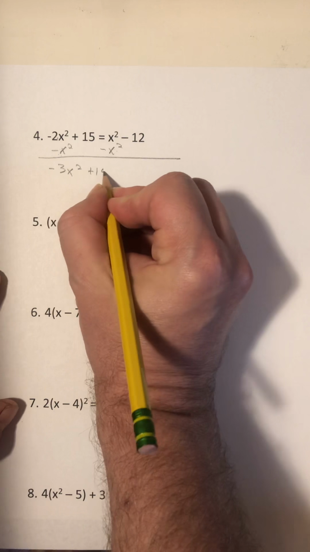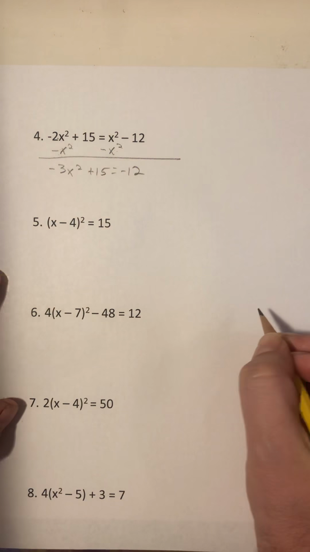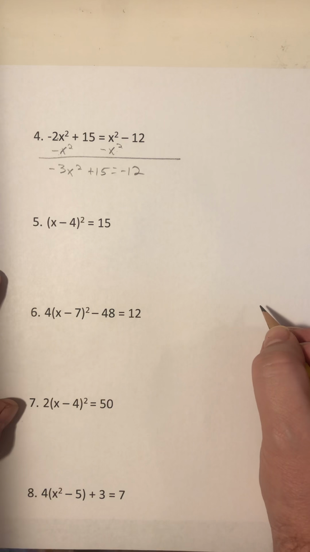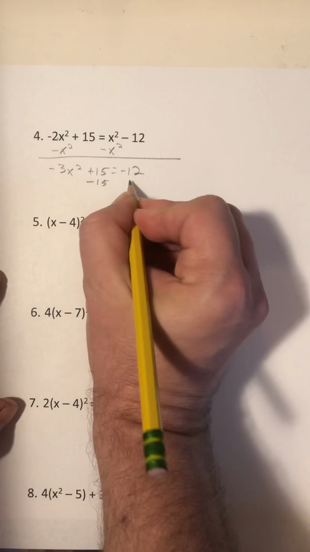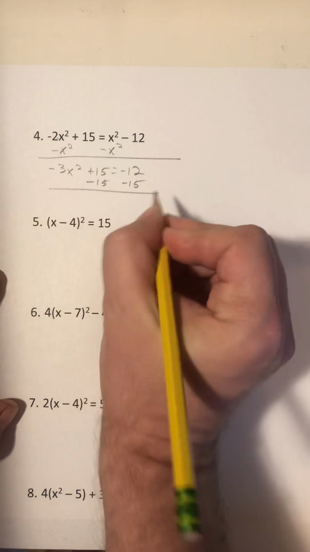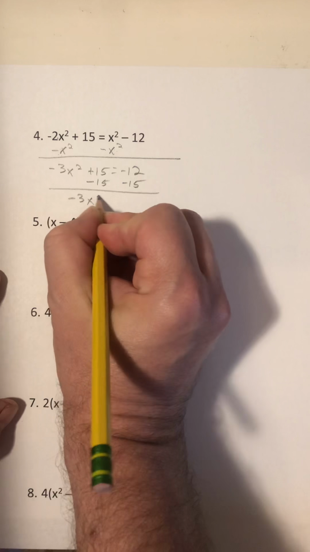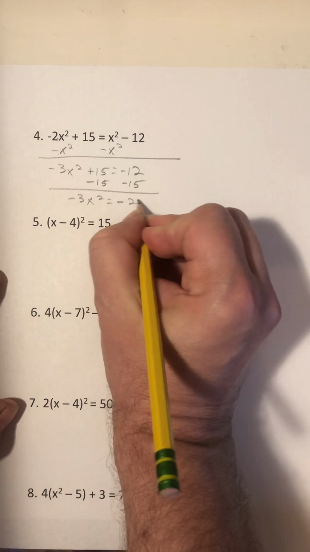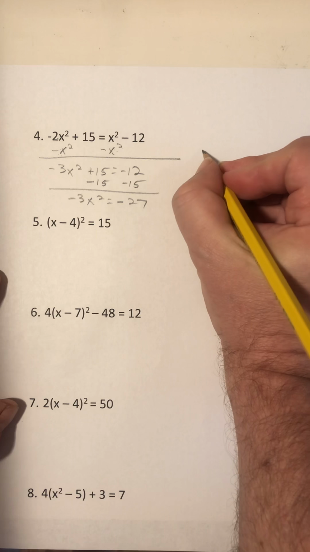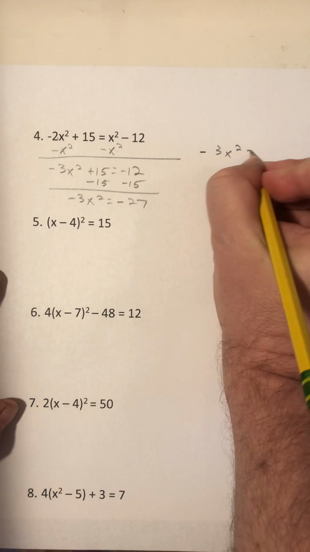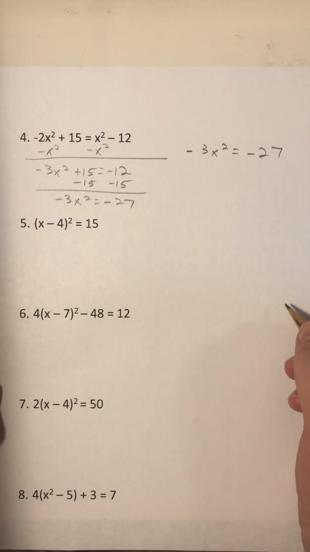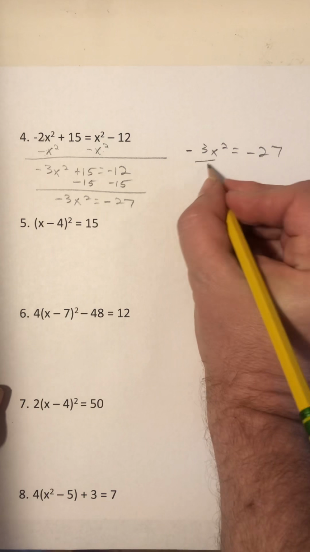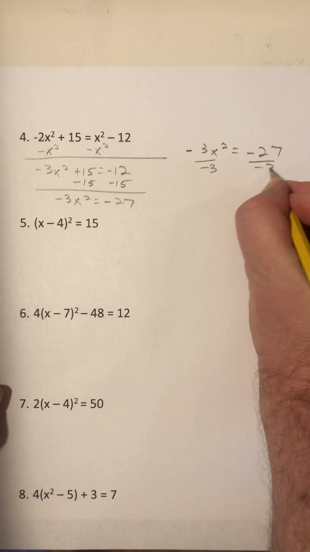Okay, so plus 15 equals negative 12. All right, I'm not done isolating. I've got a couple more steps I need to take. I'm going to subtract 15 from both sides. That's going to give me negative 3x squared equals negative 27. I'm going to go ahead and bring that over here. Negative 3x squared equals negative 27. All right, still not done isolating the quadratic term. Right now there's a negative 3 in front of it, so I can divide both sides by negative 3.